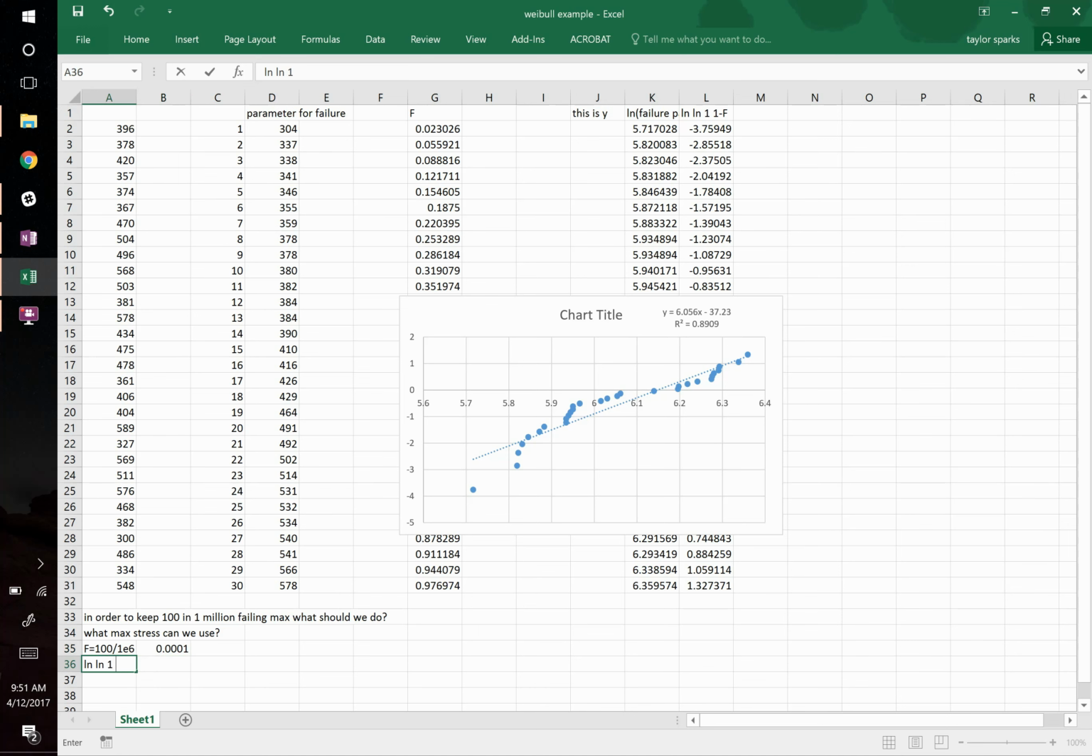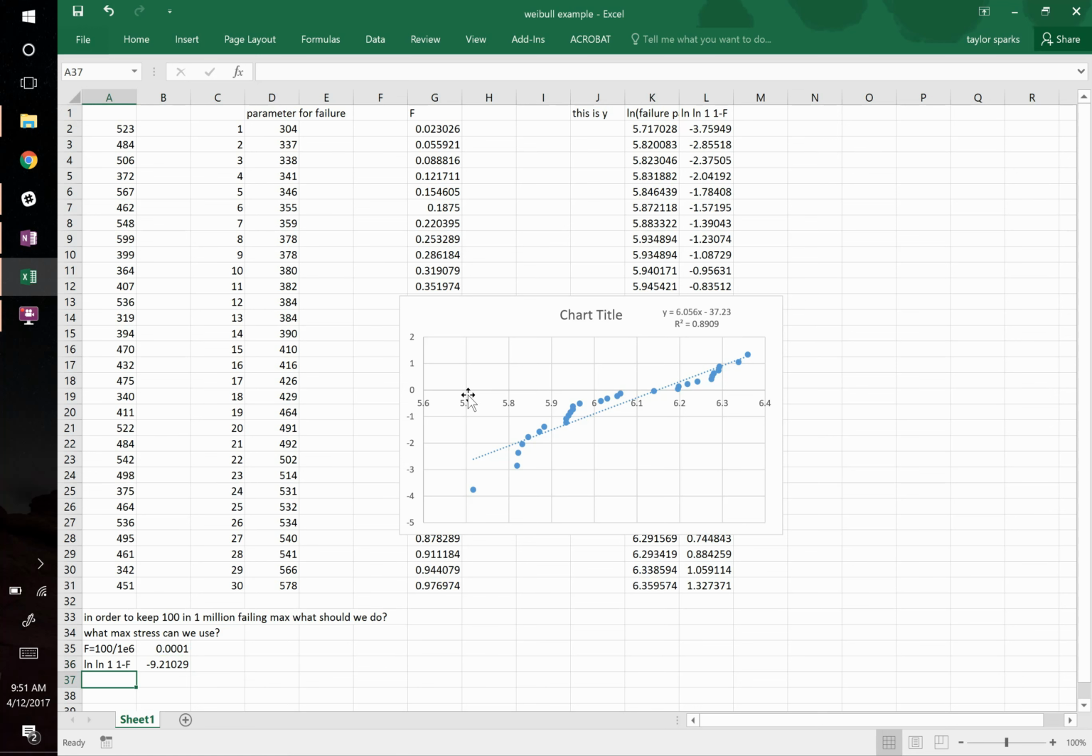Natural log of 1 over 1 minus F, right? So this equals natural log of 1 divided by 1 minus this thing. So negative 9.21. Where's negative 9.21 on this plot? It's not on there, right? So it's going to be way over, right?